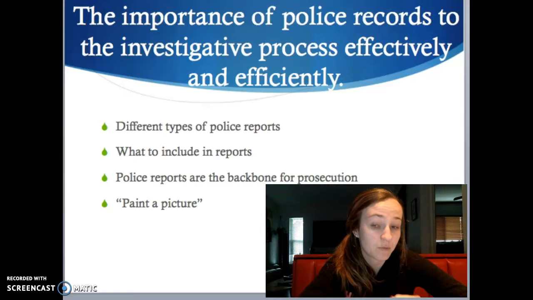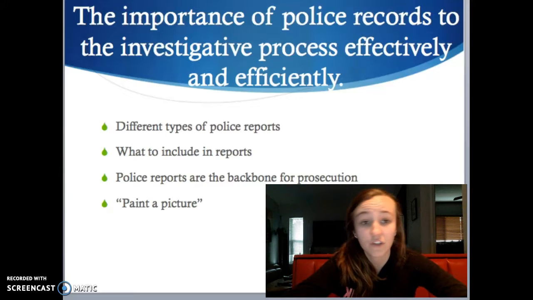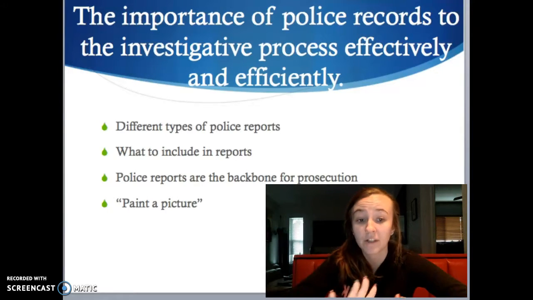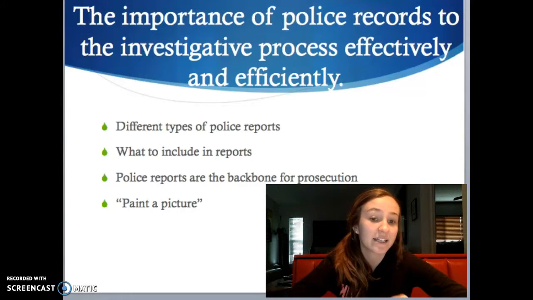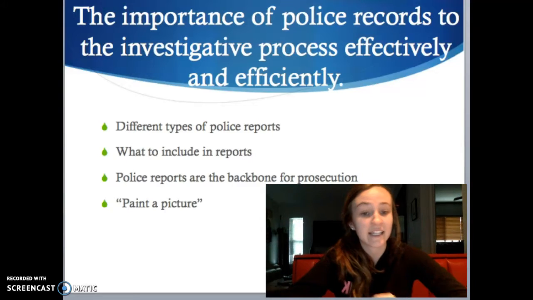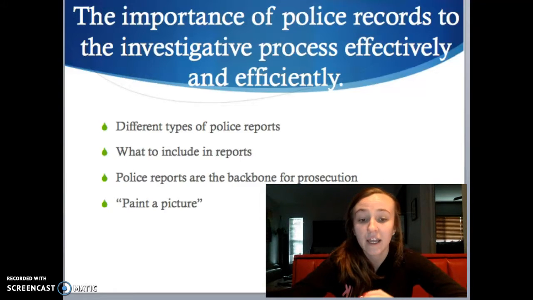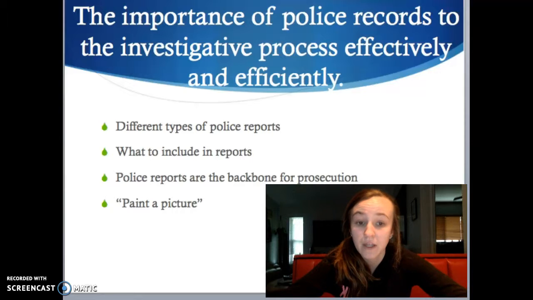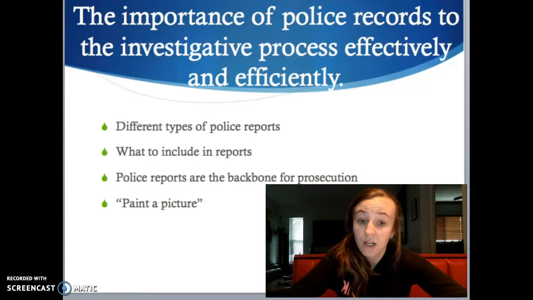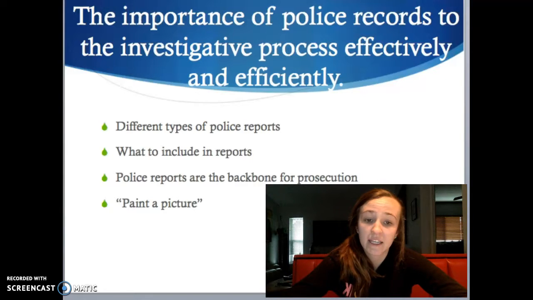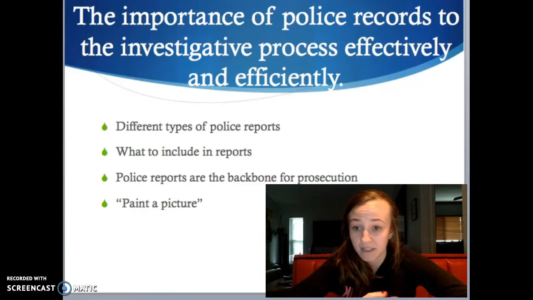The importance of police records in the investigative process, efficiently and effectively. The different types of police reports that I found are things like stolen vehicle reports, death cases, traffic collisions, burglaries, and many more. When writing a report, the steps that you should take would be collecting information about the crime scene and the witnesses, taking complete notes, organizing the information, preparing the report, and proofreading and evaluating the report. The report should also list which officers were at the crime scene, any injuries to any victims, and copies of the witness statements.